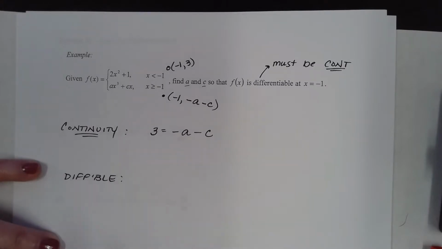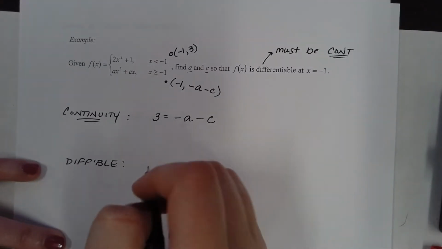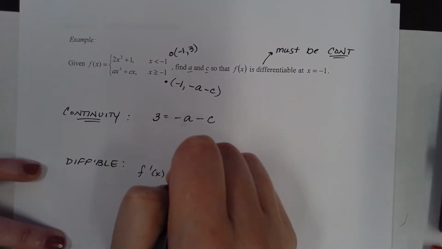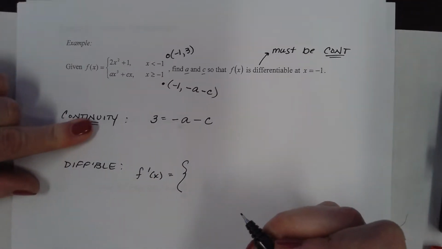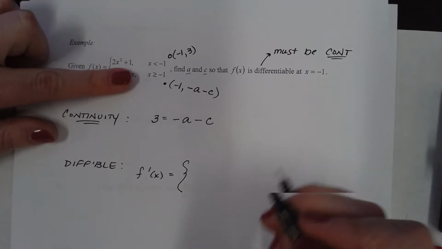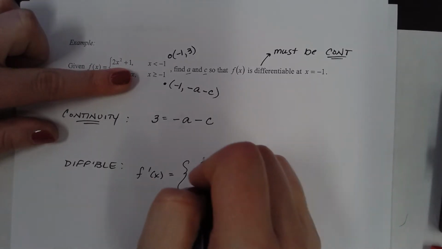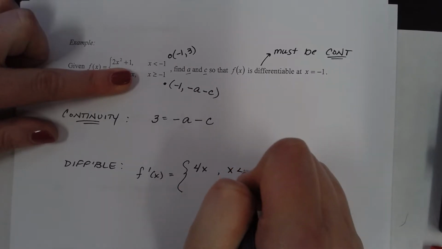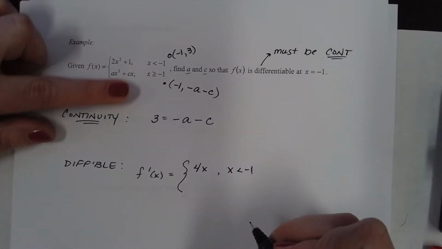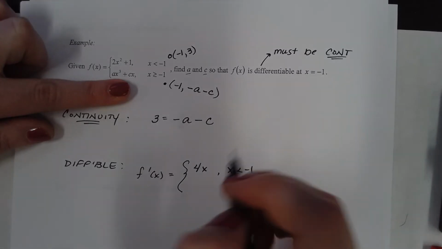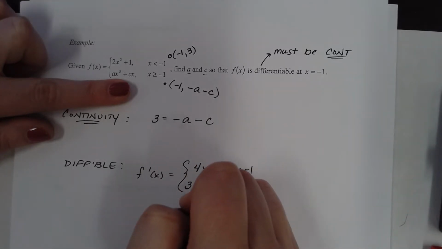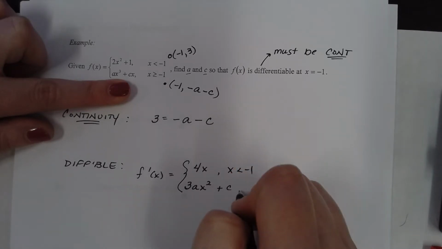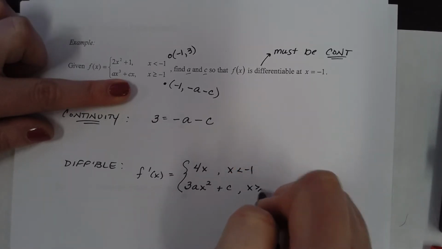Now I'm going to force it to be differentiable, which means I have to take a derivative. Remember, it's a calc question, guys. We got to take a derivative every time. If I take the derivative of the top piece, I have 2x squared plus 1, so the derivative is 4x, and that's when x is less than -1. And then if I take the derivative of the bottom, I get 3ax squared plus c, and that's when x is greater than or equal to -1.